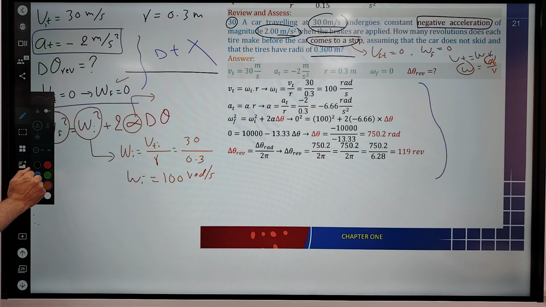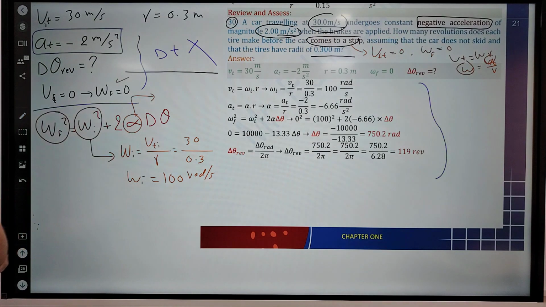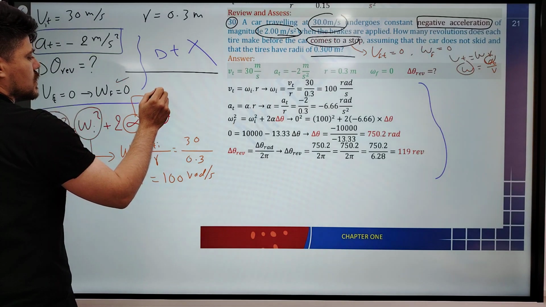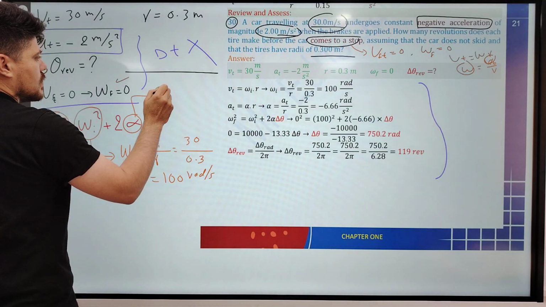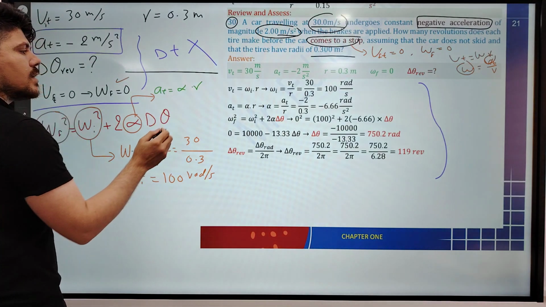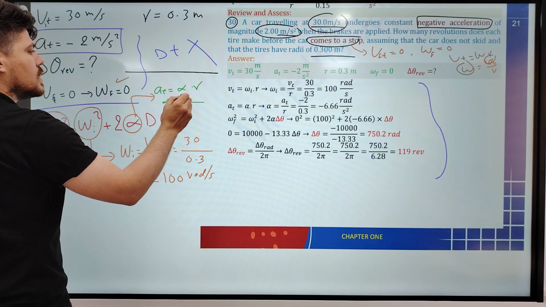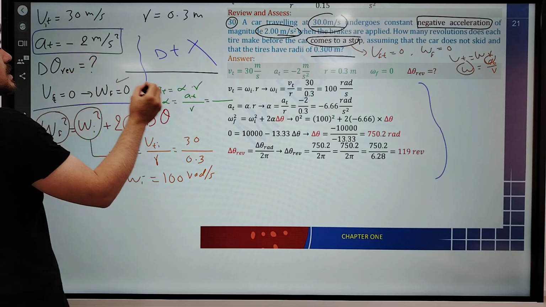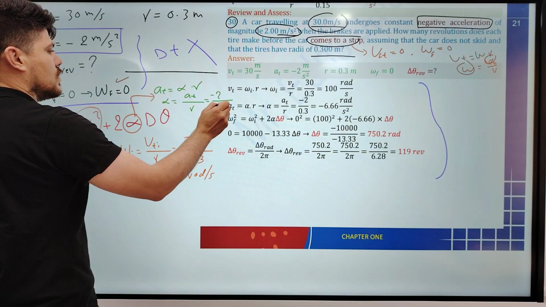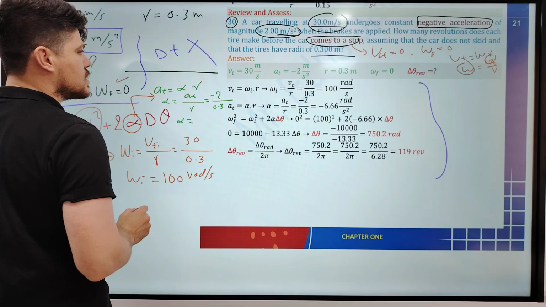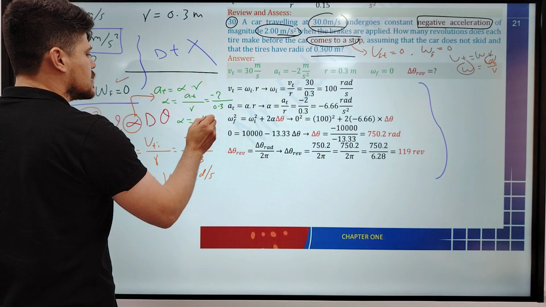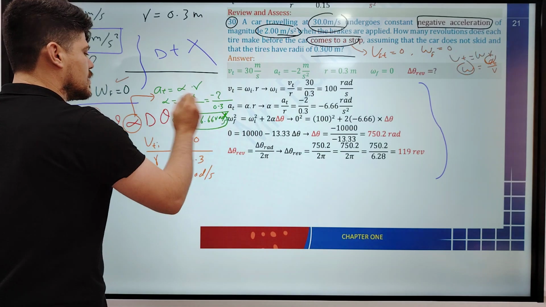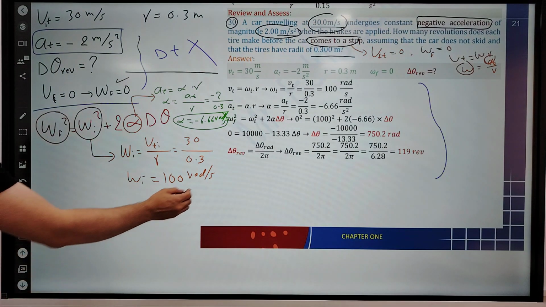Do we have a relation between tangential acceleration and angular acceleration? Yes, of course. As you know, tangential acceleration is equal to alpha r. Alpha is equal to what? Tangential acceleration divided by r. Do we have tangential acceleration? Yes, negative 2.3. Alpha is equal to what? Negative 6.66 rad per second squared. Now just replace into the equation.